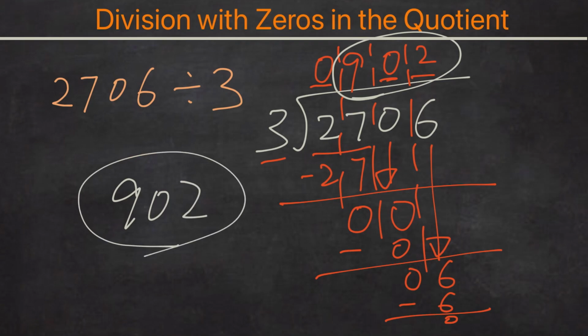So when dividing with zeros in a quotient, make sure that you align the quotient in the division so that you will input 0 as needed, because sometimes just by leaving out the 0 will cause the answer to be incorrect, and that's very unfortunate.